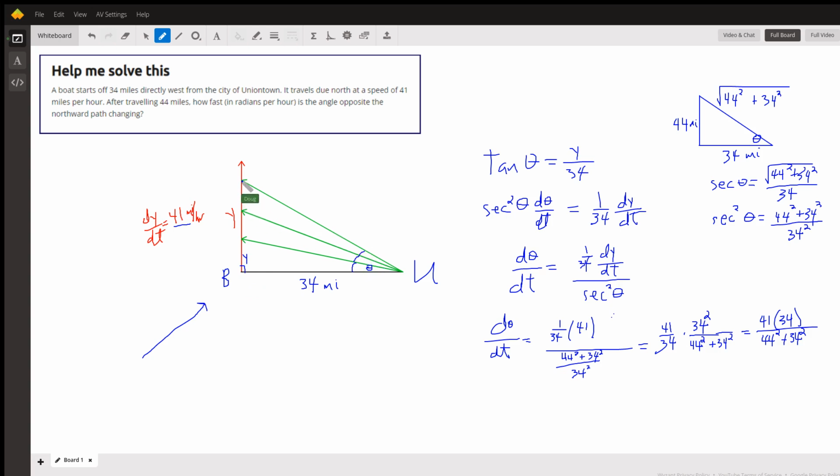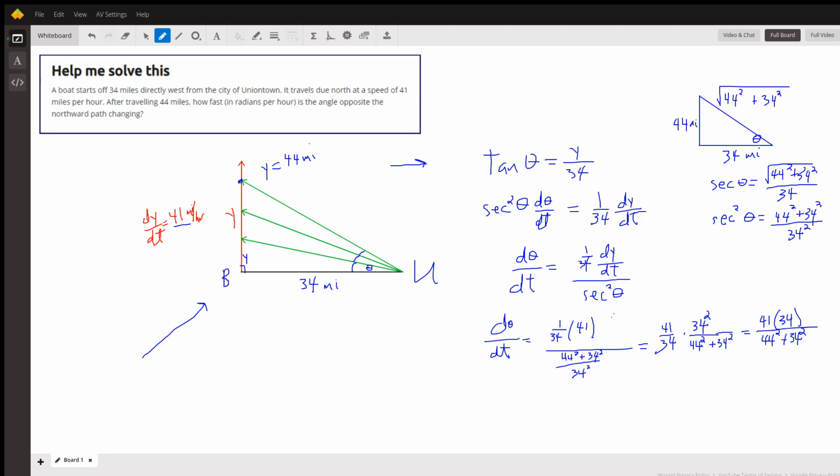And at some point in time, when Y equals 44 miles, we would like to know how fast this angle theta is changing. So we're going to set up a relationship between theta and Y and this 34 with this equation right here. The tangent of theta is equal to Y over 34, opposite over adjacent.